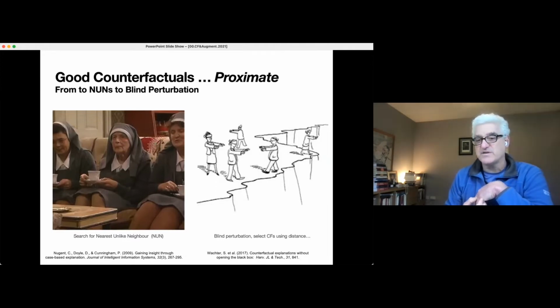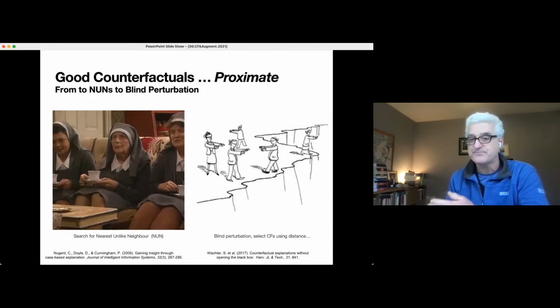And what they did was use ideas from adversarial learning, where they generate a space of perturbations of the original situation. And then they do a gradient descent to find the situation that's closest to the current situation in which there's a different outcome, essentially.